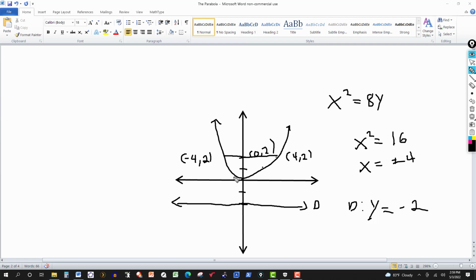If the vertex is not at the origin, then it's a bit different. But whenever the vertex is at the origin, your axis of symmetry will go right through the vertex and the focus. So in this case, for parabolas that open up or open down, the axis of symmetry will be the y-axis. For parabolas that open to the right or to the left with vertex at the origin, the axis of symmetry will be the x-axis.